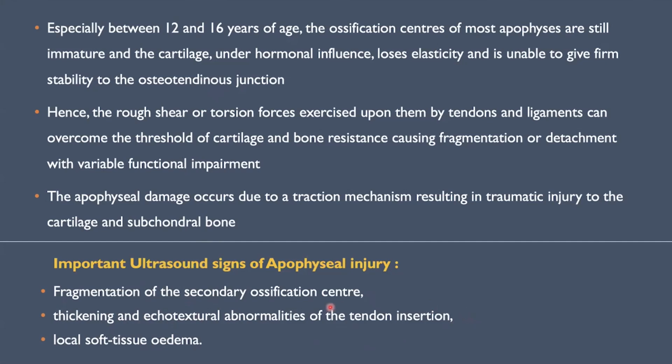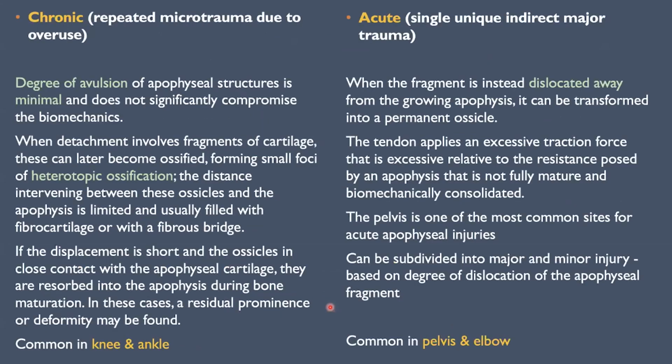So the tendons that are inserting on the apophysis, and in our case it was a sartorius tendon, sometimes you might see changes of tendinopathy within it, but it will be intact. There will be no tear. So apophyseal injuries can be chronic or acute. Chronic injuries occur due to overuse and lead to repeated microtrauma. In chronic cases, the degree of avulsion of the apophyseal structures is minimal.